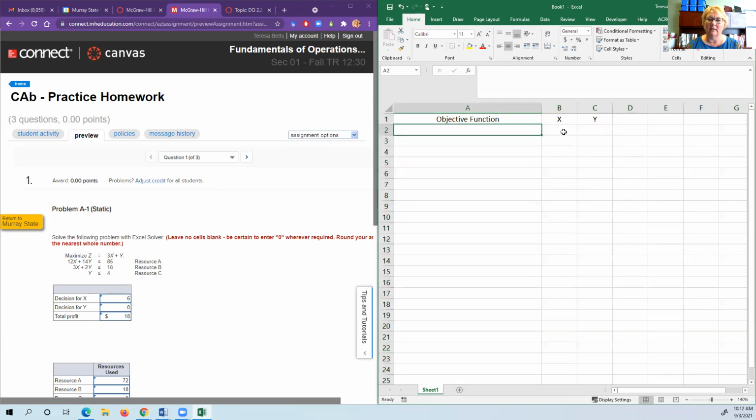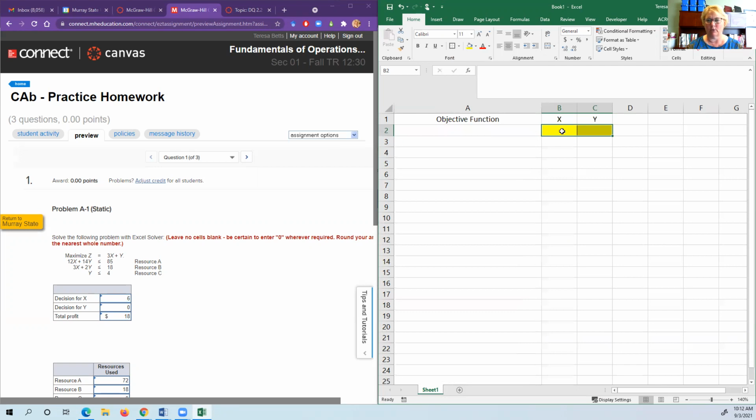Okay. When we use Solver, we need to tell Solver which cells to put how many of X we're supposed to produce and how many of Y we're supposed to produce when we maximize, in this case, our objective function. We're going to maximize this objective function. Every time we sell an X, we get 3 in profit, and every time we sell a Y, we get 1 in profit.